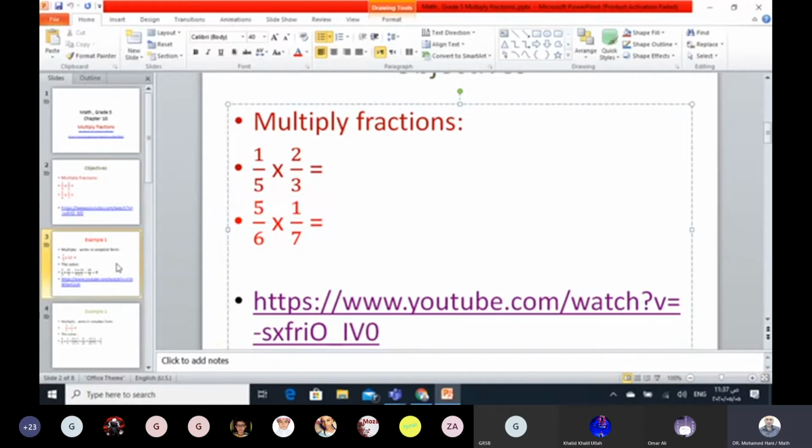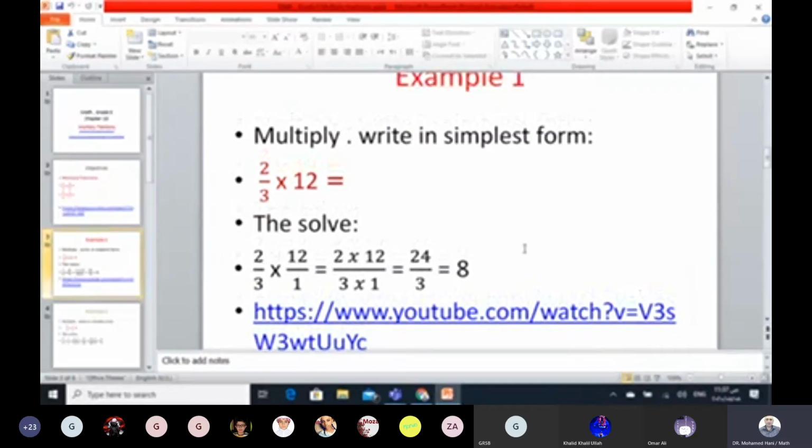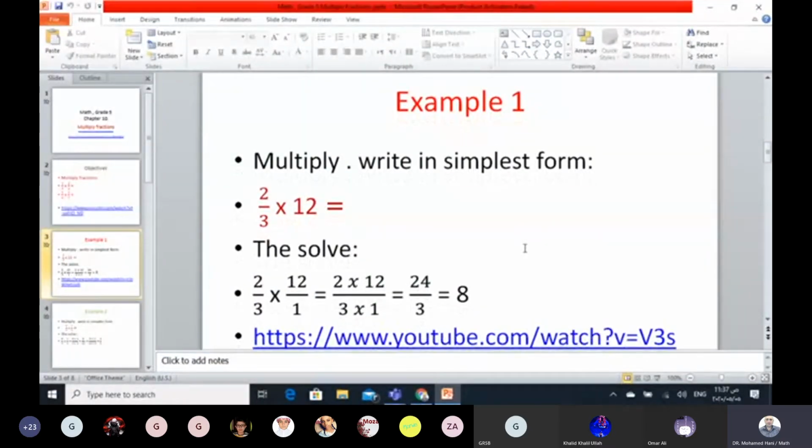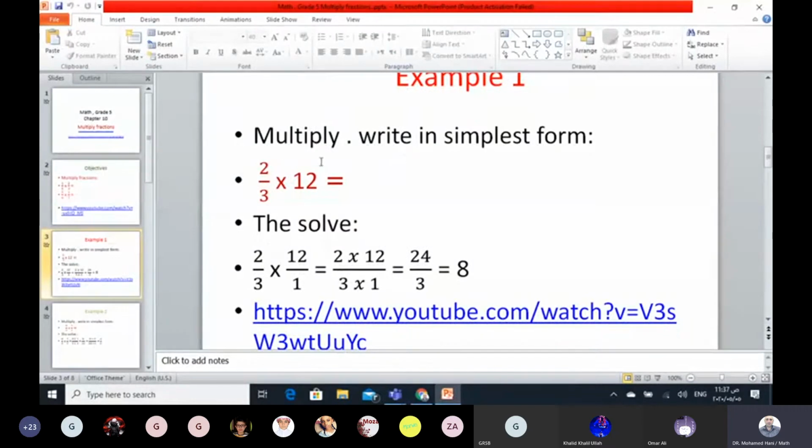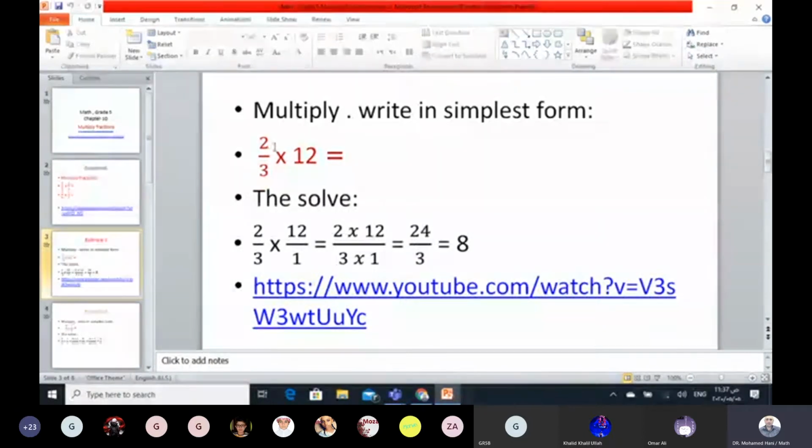So today we want to learn how to multiply fractions. We have here example number 1. The question says multiply, then write in simplest form if you can. Is that possible? The first step here: we have 2/3 multiplied by 12. As you see here, we have a fraction, and here we have a whole number. How do we multiply a fraction by a whole number? The first step is to change the whole number to a fraction.